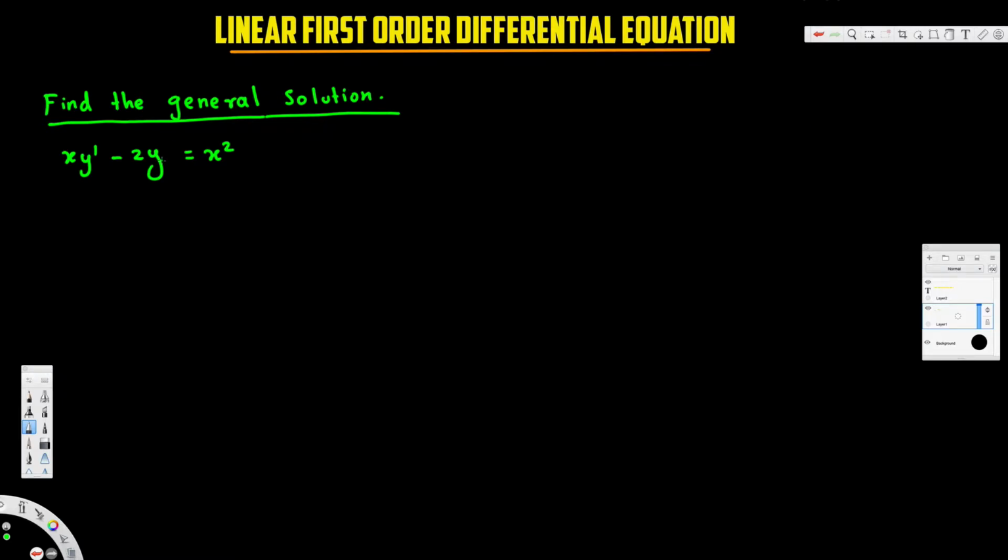Here this question is asking us to find the general solution of this differential equation. You can see this is a first order linear differential equation. We know this by looking at the power. Here the power of y is 1. If it's greater than 1, this is not linear. And also this is a first derivative. That's why we know this is first order. But this is not in standard form.